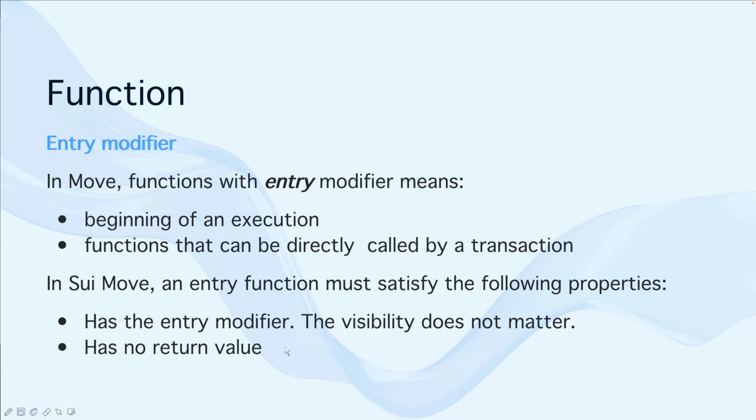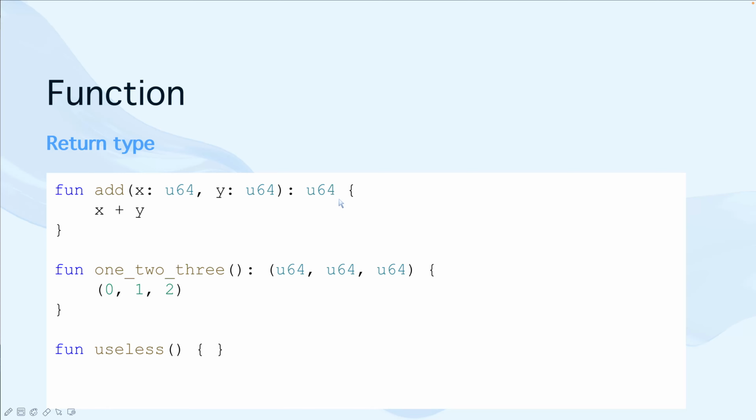And the return type of a function is specified in the function signature after the function parameters, separated by a colon. A function's last line without the semicolon is the return value. A function can return multiple values by using tuples. A function can also have no return type specified. So here are some examples of return types: a single return type, several return types in a tuple, and no return types.